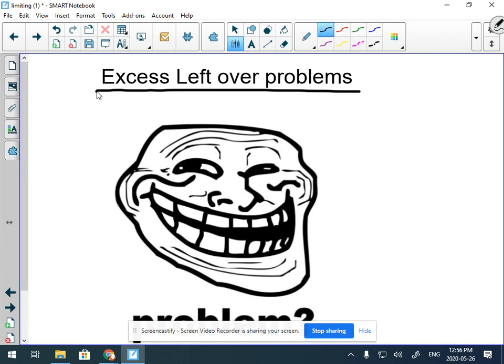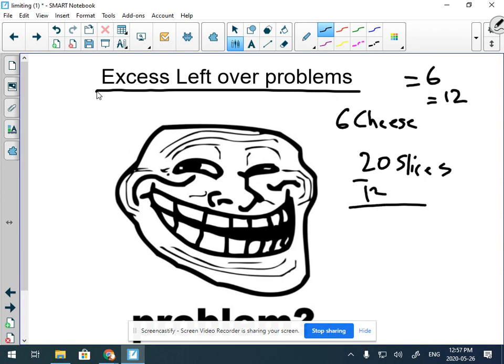So if we use my sandwich analogy, where we have 6 pieces of cheese and we have 20 slices of bread, we could probably do in our head how many sandwiches we could make. Well, if 1 cheese equals 1 sandwich, the most we can make is 6 sandwiches, which requires 12 pieces of bread, which means we have 8 slices of bread left over. Now, that is the gist of how we're going to be tackling these problems.